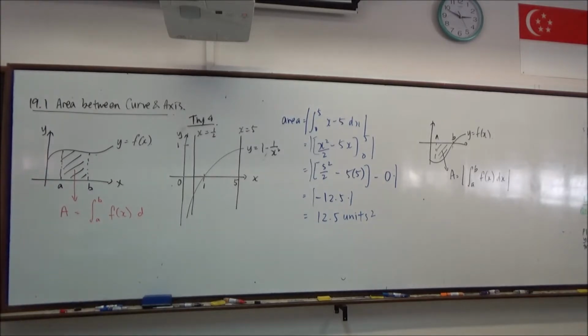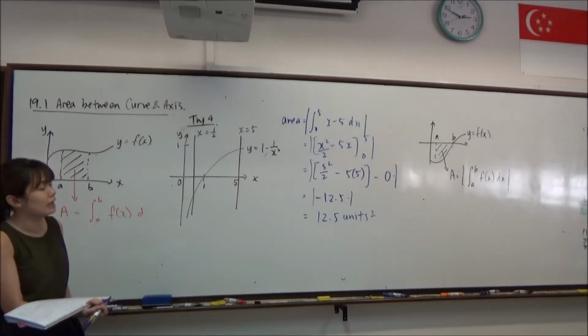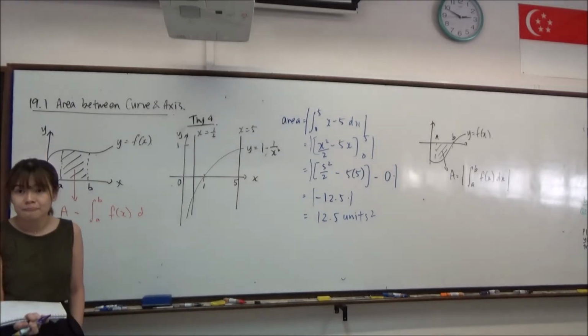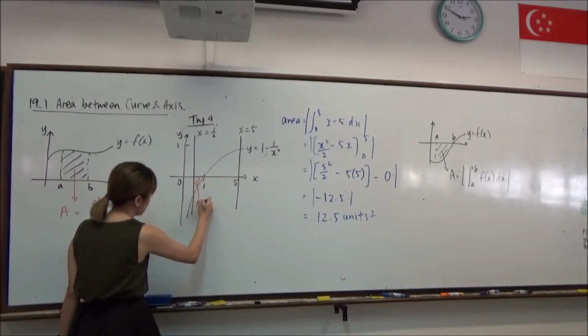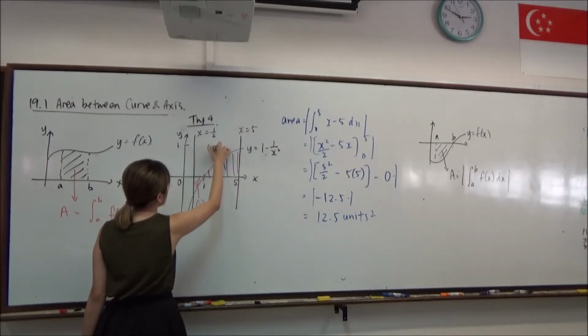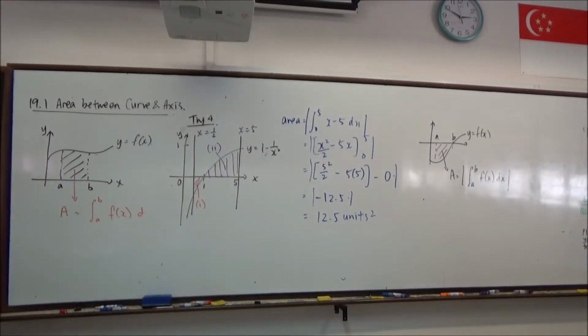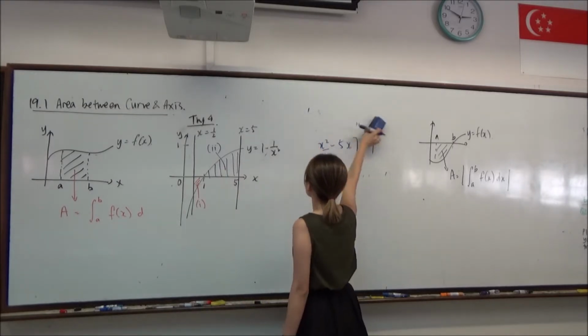We're given the curve equation y equals 1 minus 1 over x squared. We want to find the area bounded by the curve, the x-axis, the line x equals half, and the line x equals 5. The area we want to find in part 1 is this part, and for part 2 it is this part here. Understand? When we want to find the first part, we need to do the modulus.